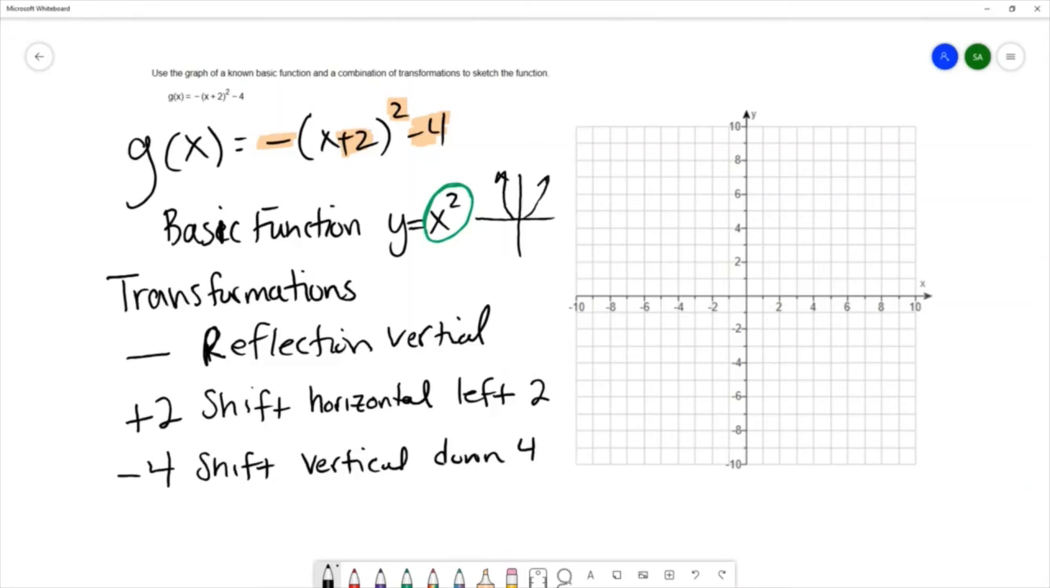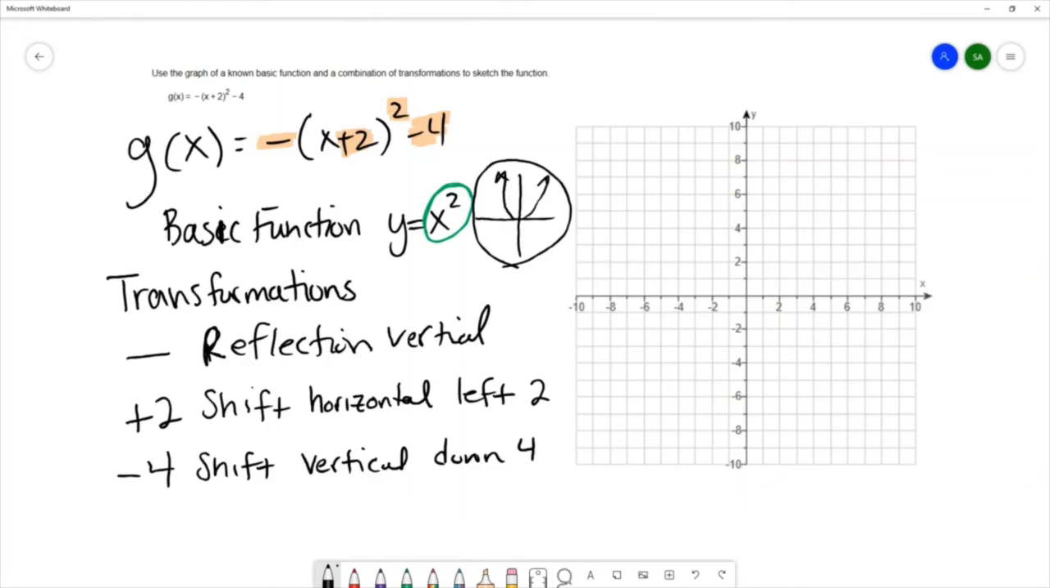So this information is going to help me draw the graph. I'm going to make these transformations on the basic function. So we're going to start with the basic function and do these transformations. It's important to know what order to do them in because you may get a different graph based on what order you do.